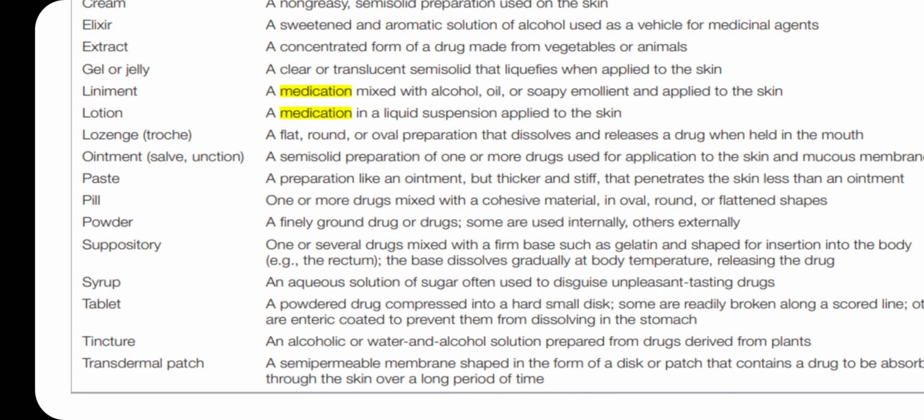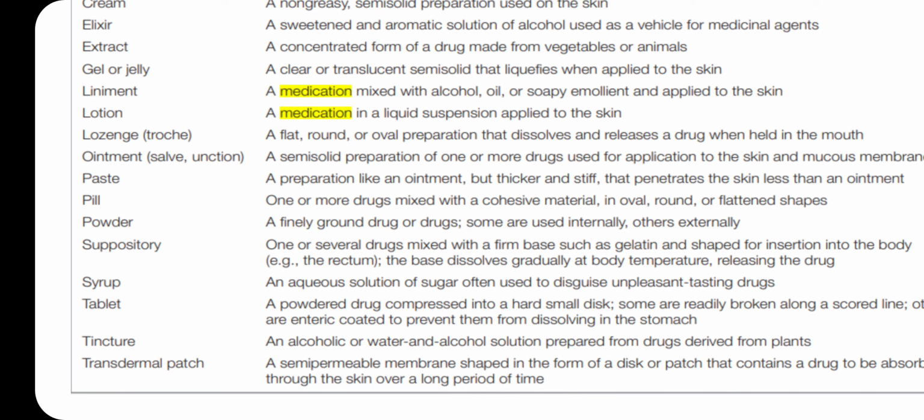We have suppository. Yan po yung ini-insert natin usually sa ating rectum. Okay? It is a jelly type na papasok sa ating rectum. The base dissolves gradually at the body temperature, releasing the drug. We have also syrup. Syempre, alam natin yung syrup, diba? It is a solution of sugar often to disguise unpleasant tasting drugs. The tablet, okay, a drug compressed into small, hard disc. And we have tincture, an alcoholic or water or an alcohol solution prepared from drugs derived from plants.